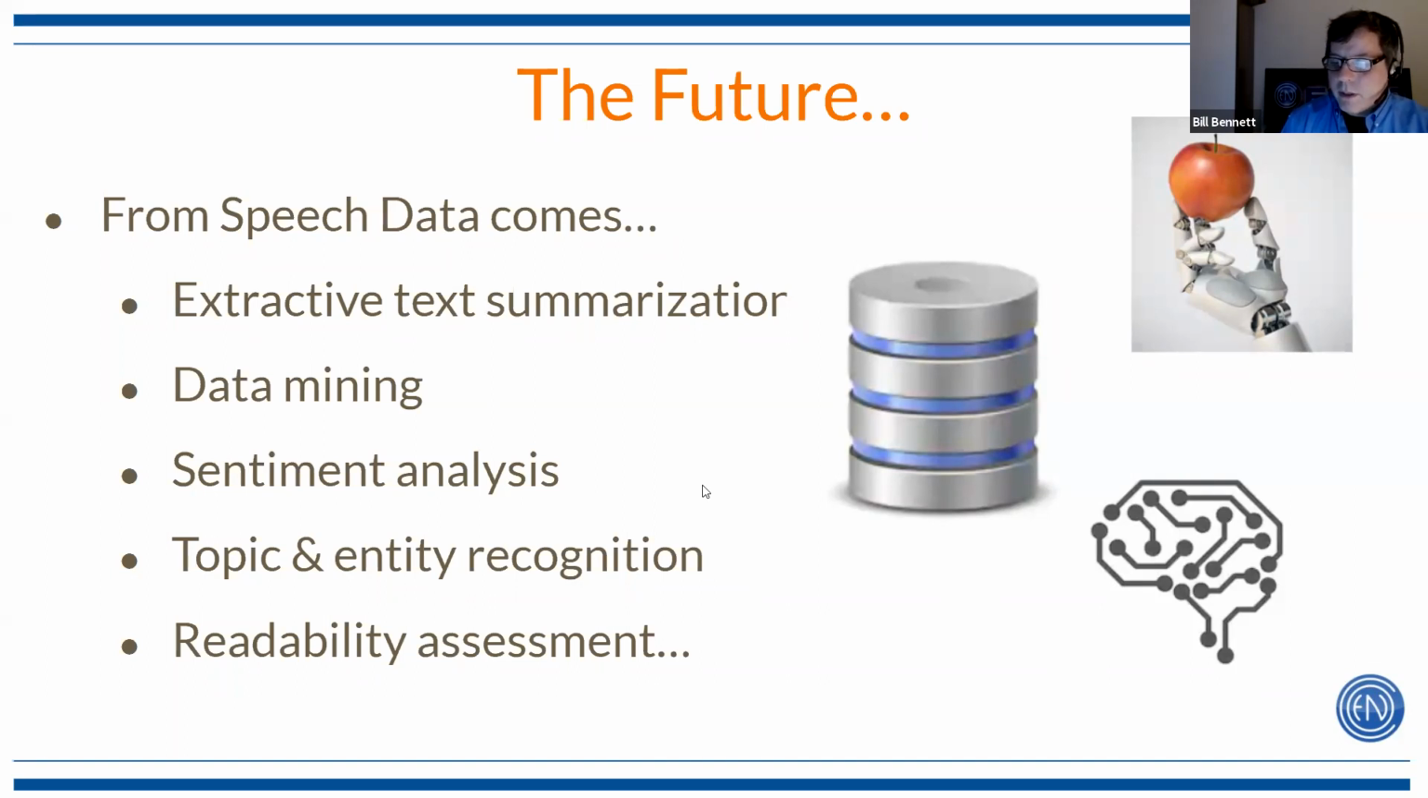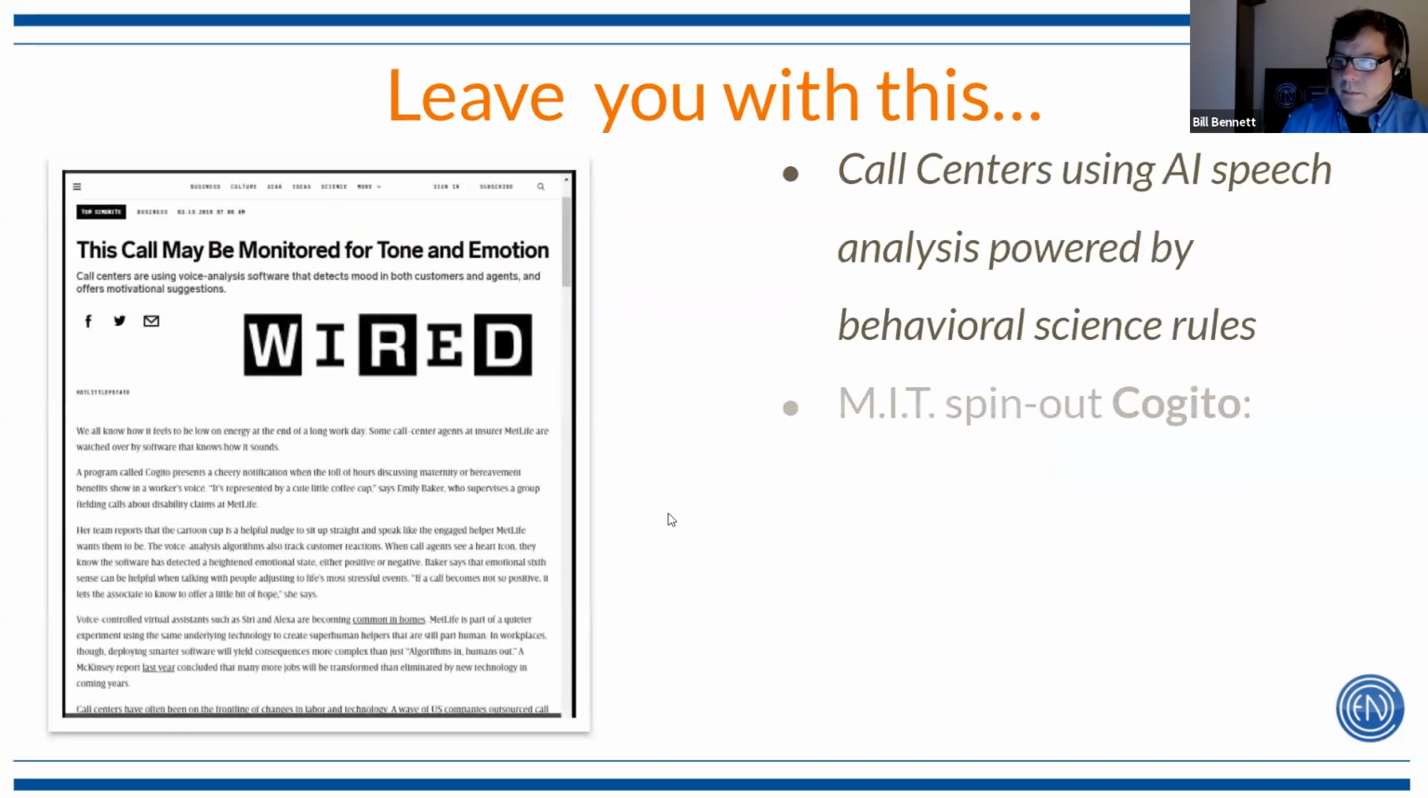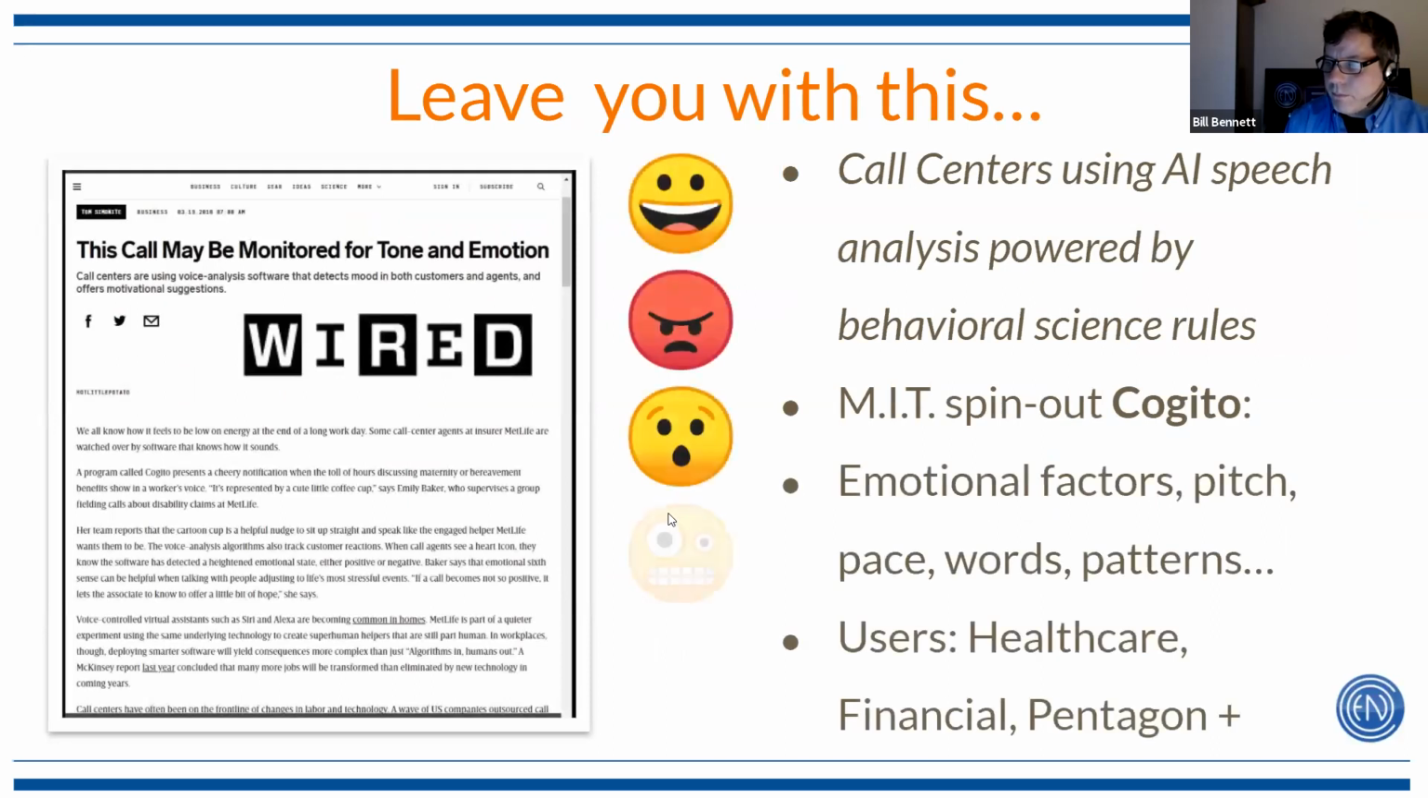Well, I'm getting ahead of myself. Wired magazine had this great story about call centers using AI speech powered by behavioral sciences, software understanding the mood of the person talking. And there's a spin out called Cogito that was started to support call centers in healthcare and financial. The Pentagon's using it. I suppose if a call comes in and somebody's really frantic at the Pentagon, they might be under duress. If that's a general calling in, you might want to forward him or her up the ladder quickly to get urgent attention.